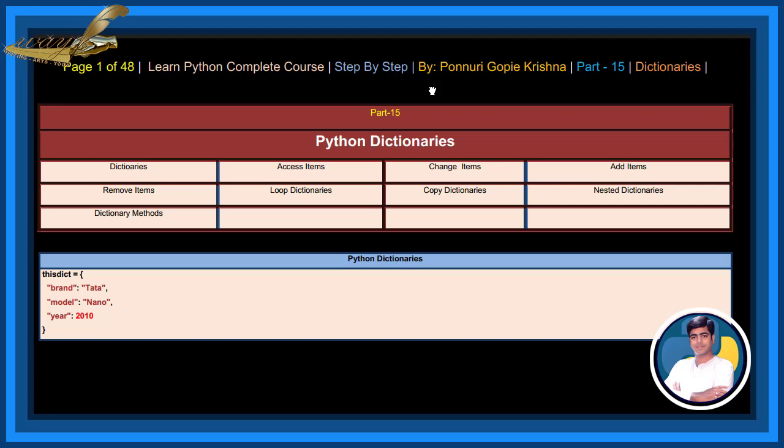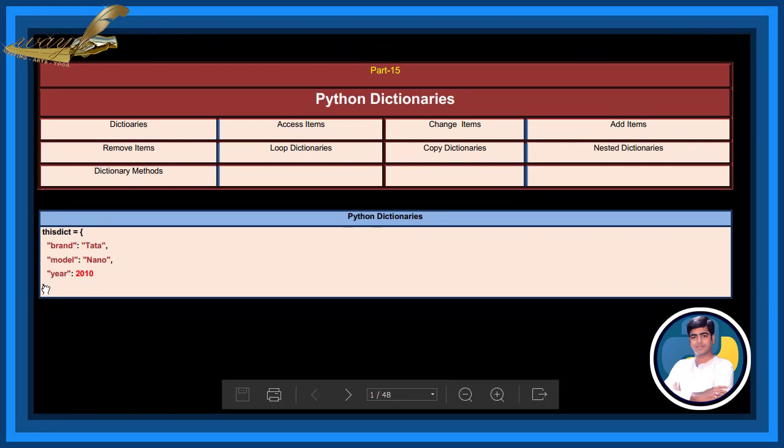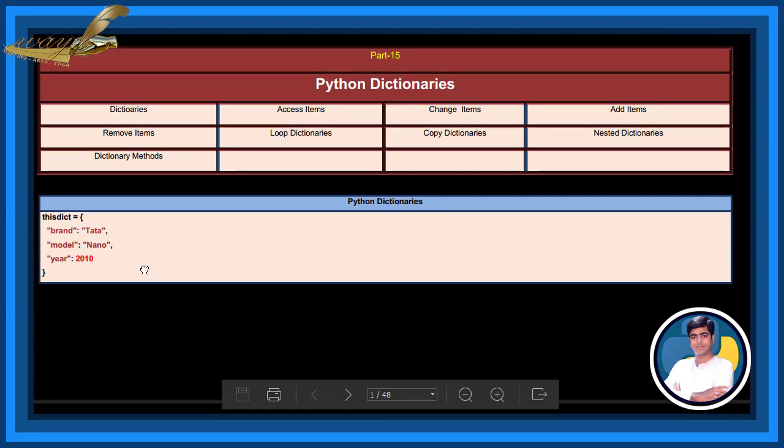Python dictionaries. In this chapter, let us discuss dictionaries, access items, change items, add items, remove items, loop dictionaries, copy dictionaries, nested dictionaries, and dictionary methods. Python dictionaries. This is the dictionary method code. See here.